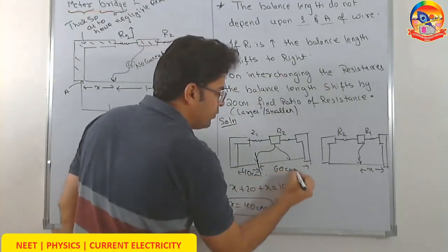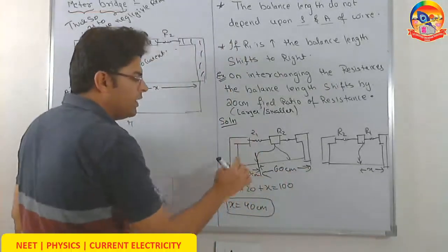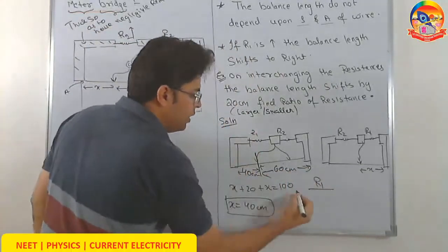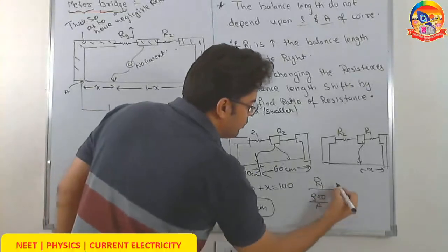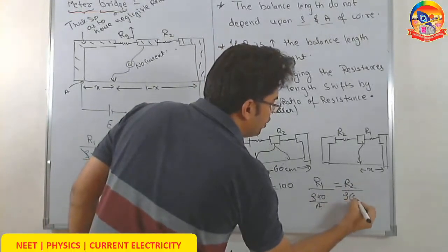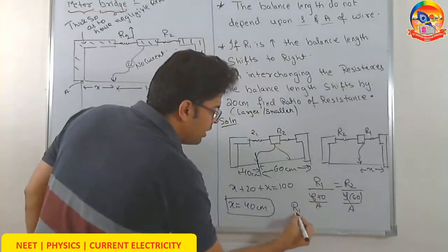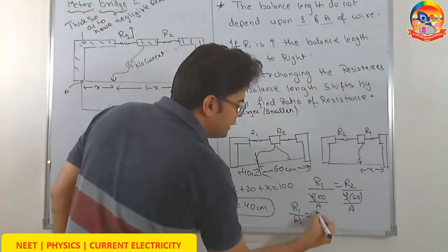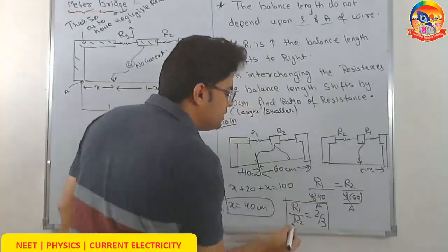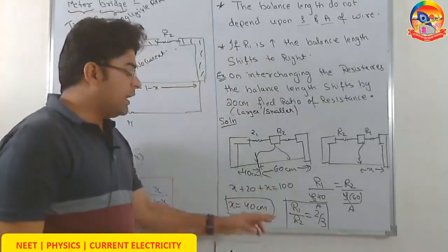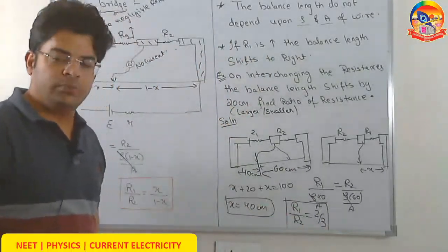60 centimeter. So you can write R1 upon rho into 40 by A equals R2 upon rho into 60 by A. Cancel out rho by A, rho by A. So you get R1 by R2 equals 40 by 60, that is 2 by 3. They have asked larger to smaller. Larger to smaller will be 3 by 2.